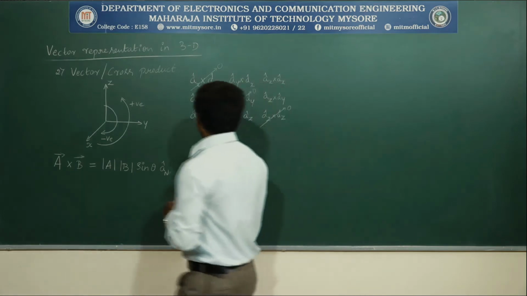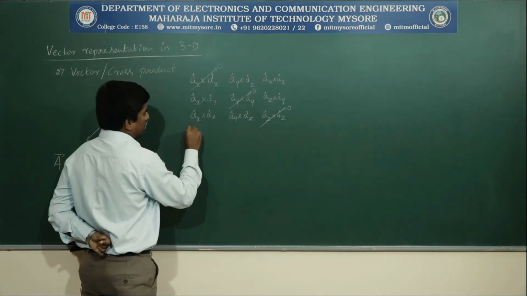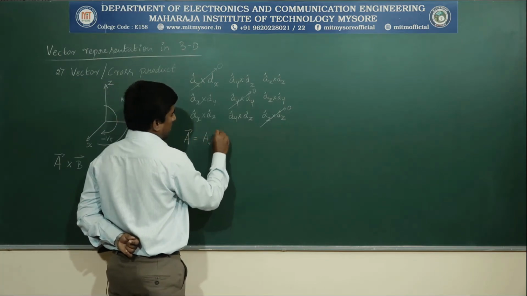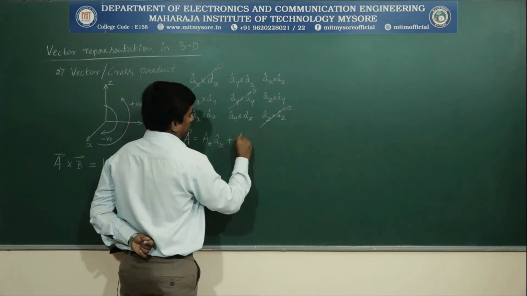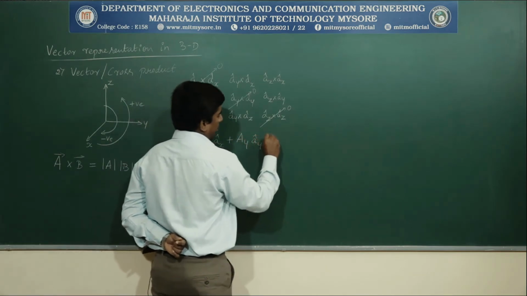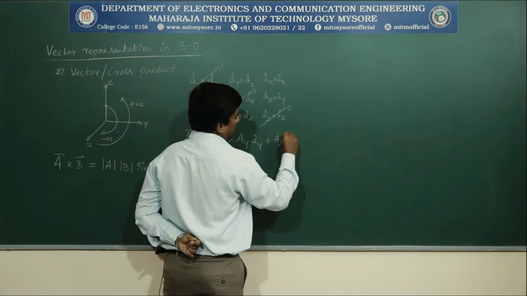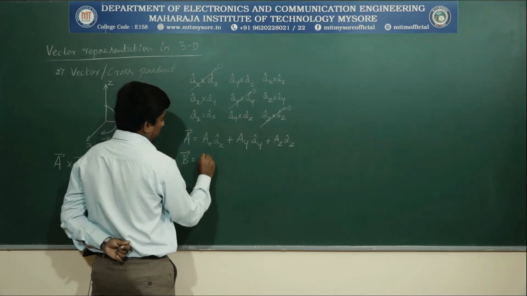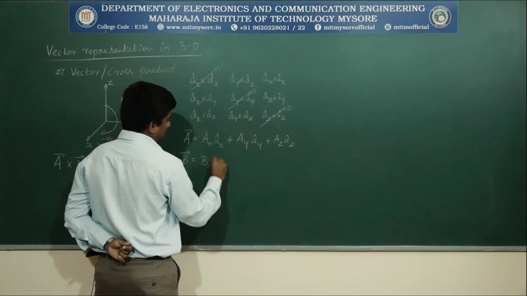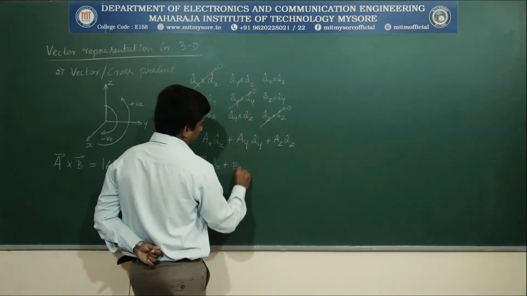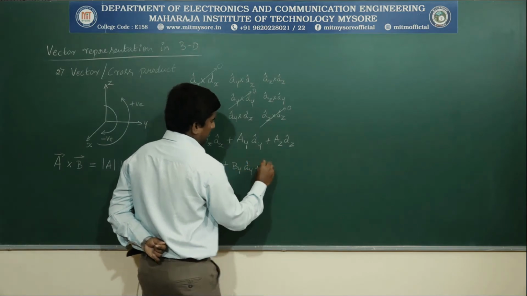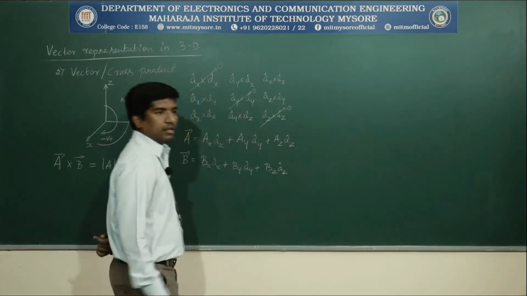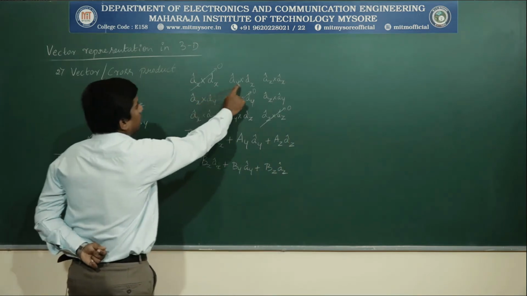Got it? Now let us write the vector A in the Cartesian coordinate system. This can be represented as Ax into A cap x plus Ay into A cap y plus Az into A cap z. Then vector B is represented as Bx into A cap x plus By into A cap y plus Bz into A cap z. Got it?